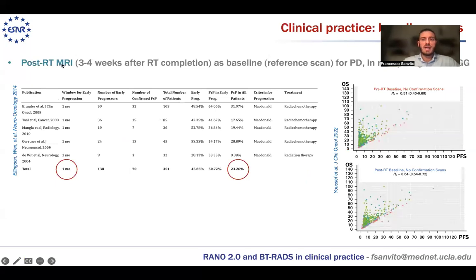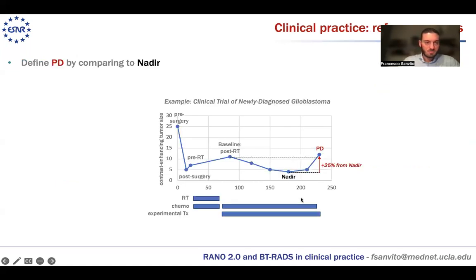So a concept that I liked from RANO 2.0 is to try to use the post-radiation MRI as a new baseline. Let's not look too much into the changes of pre to post-radiation, because there's a lot of pseudo progressions happening there, and there's relatively new data showing pretty clearly that the correlations between PFS and OS are improved when post-radiation baselines are used instead of pre-radiation baselines.